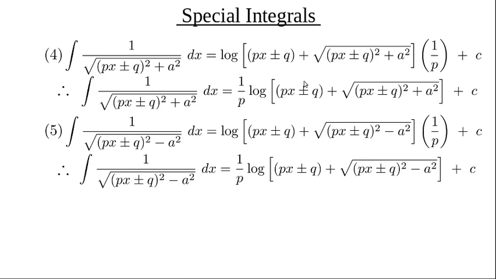Next, this sign is replaced, that is plus is replaced by a minus sign. So it is integration of 1 upon root of px plus or minus q whole square minus a square. Then the formula is almost similar to this, only the difference is that we will get a minus sign here. So 1 upon p log of px plus or minus q plus root of px plus or minus q whole square minus a square plus c.